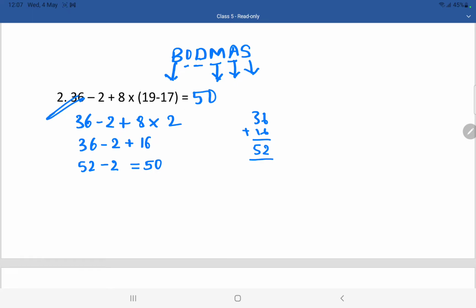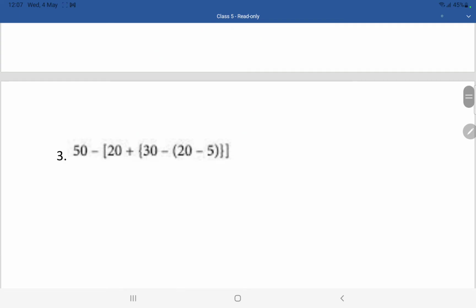The answer is 50. Okay, so I guess you are clear with the concept why we should use this BODMAS. If you just don't follow the BODMAS rule and do whatever arithmetic operation you want first, then you will get wrong answer. In exam, they will mark your answer as wrong. So if you want to get right answer, you should follow the BODMAS rule.